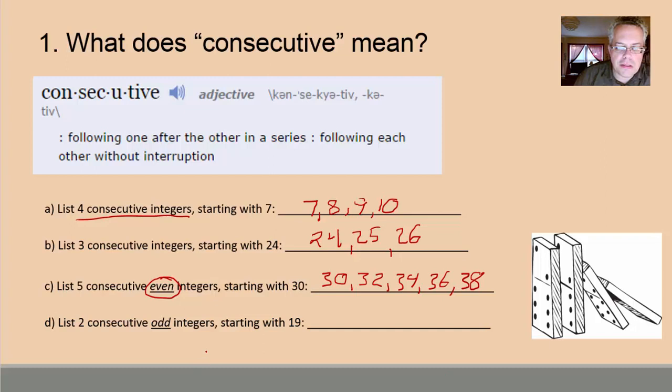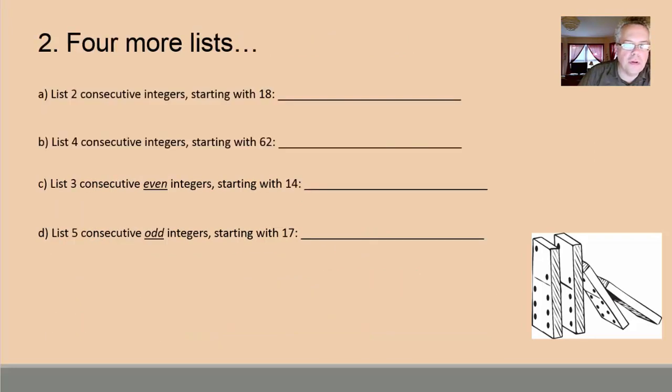Okay, the next one's list 2 consecutive odd integers starting with 19. So there's only 2 this time. So we start with 19 and we're half done. There's only one more. The next consecutive odd integer would be 21. Okay, let's look at a couple more examples. So let's do these 4 lists real quick and then we'll get to the word problems.